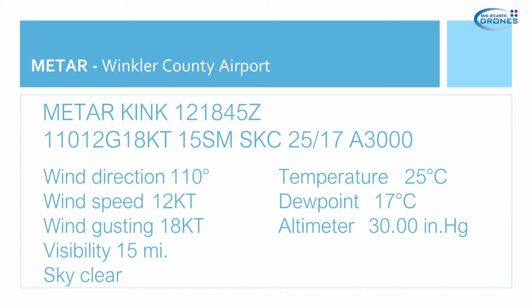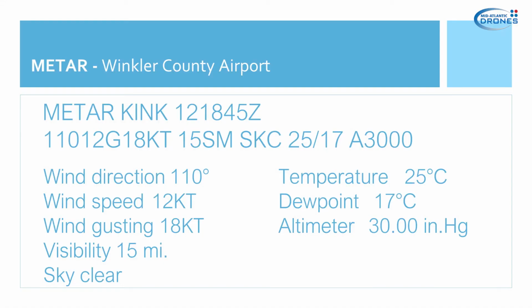The next one is the visibility, and it says 15 SM. SM stands for statute miles. Anything in weather, in aviation, is going to be measured in statute miles. So not in nautical miles, not in mile miles, but in statute miles. So the visibility is 15 statute miles. Sky clear, that's what the SKC means.